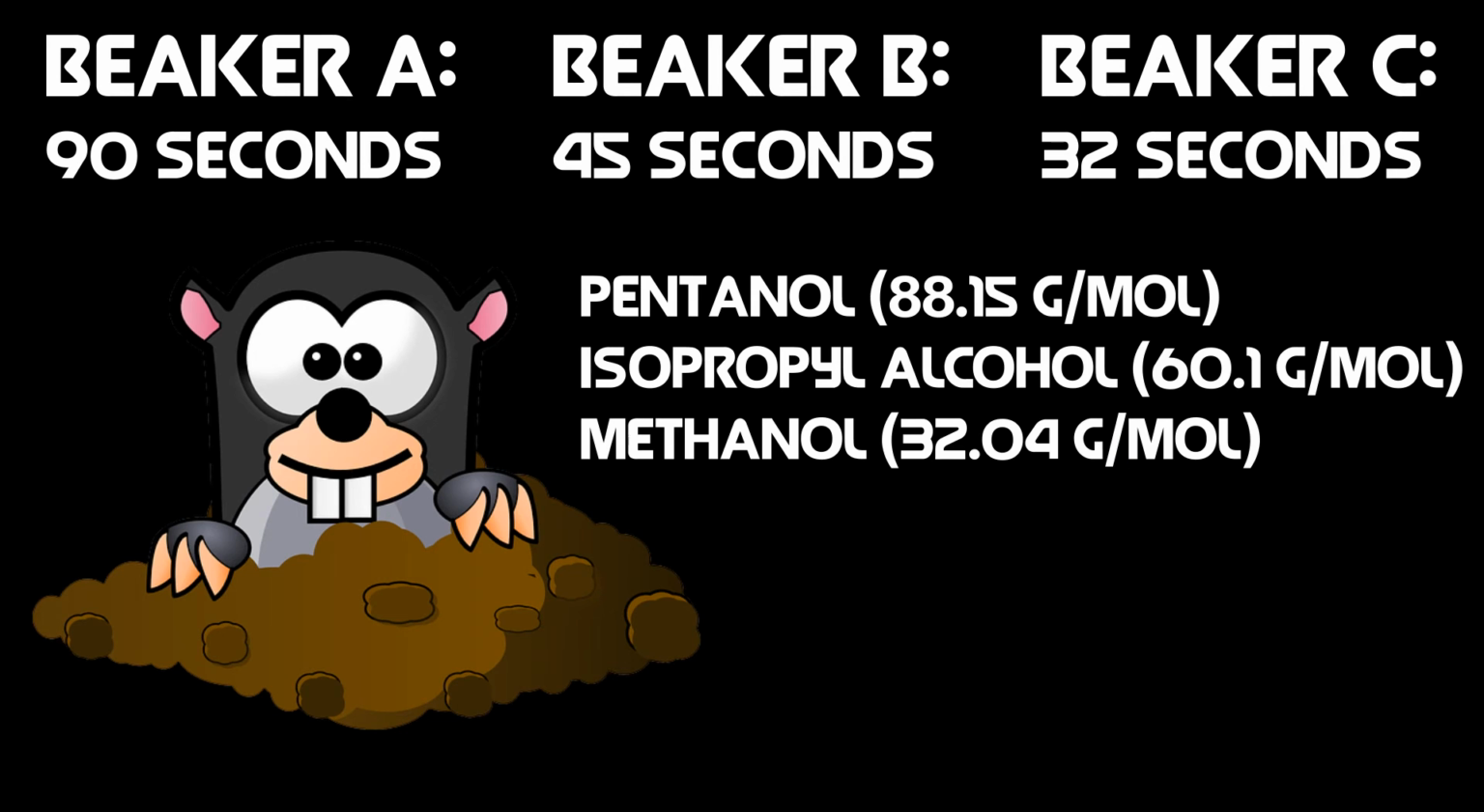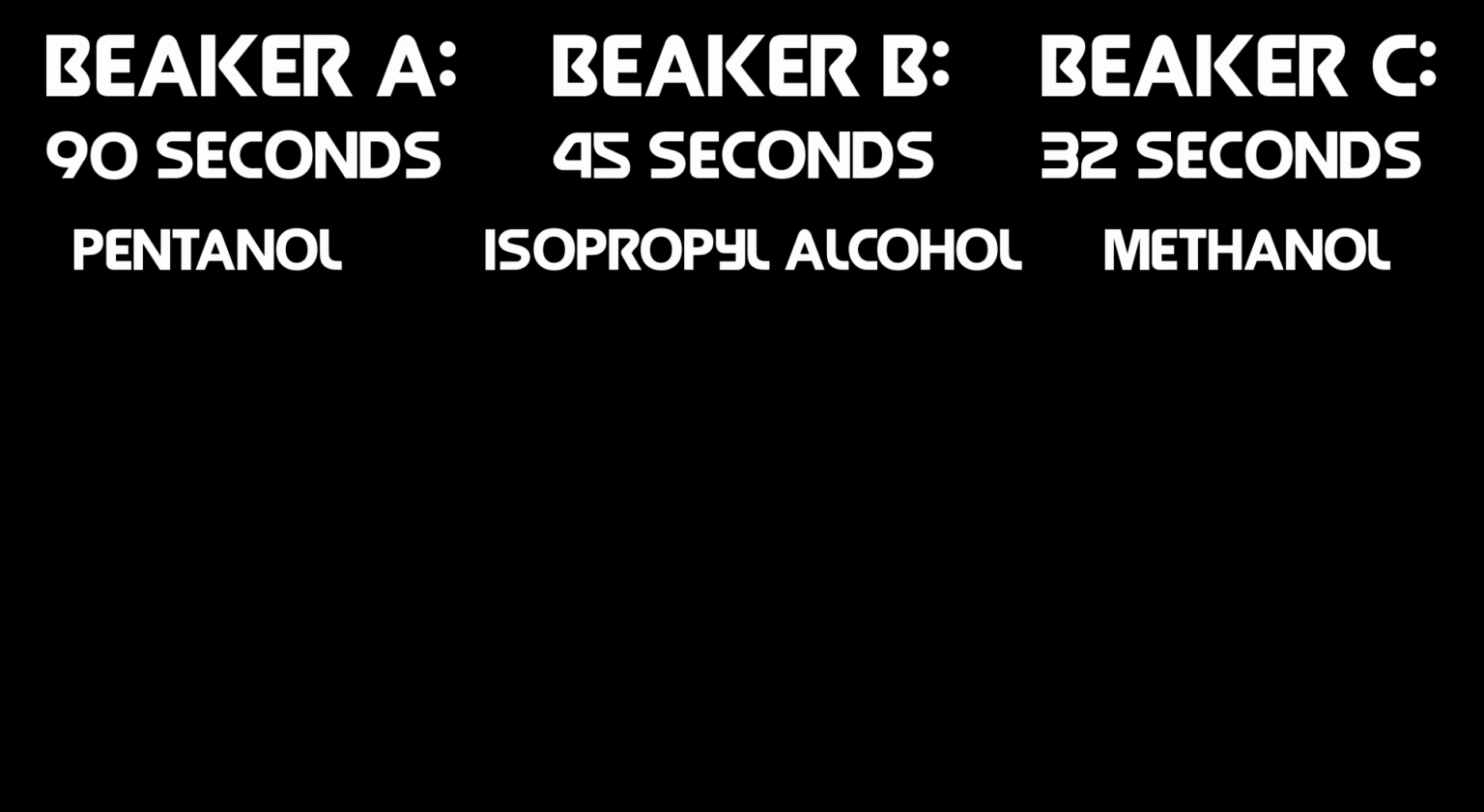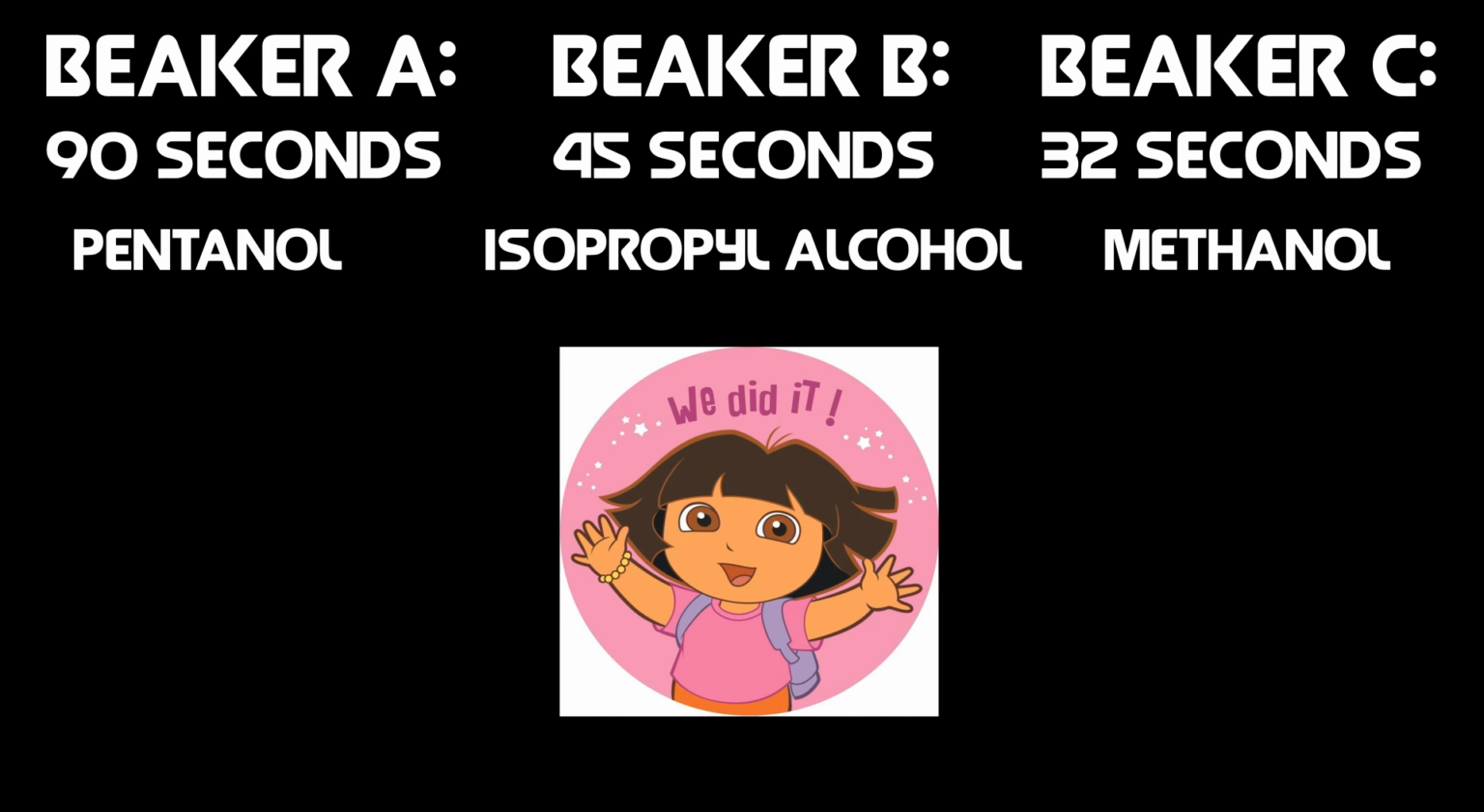Furthermore, the molar mass of the molecules from greatest to least were pentanol, isopropyl alcohol, and methanol. And the bigger the molar mass of a molecule, the more energy is needed for it to vaporize. Another thing is that the LDF force and the molar mass go hand in hand, as the LDF force increases with molar mass. Therefore, it can be concluded that pentanol, isopropyl alcohol, and methanol were in flask A, B, and C, respectively. Now, did I get a 95?